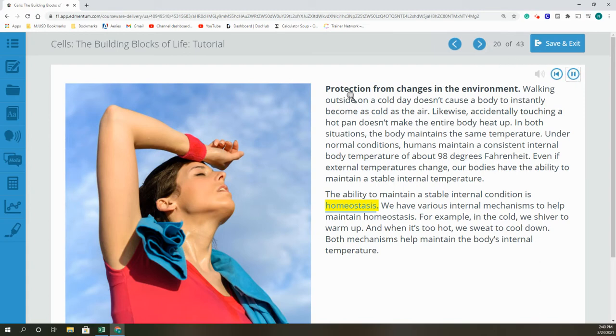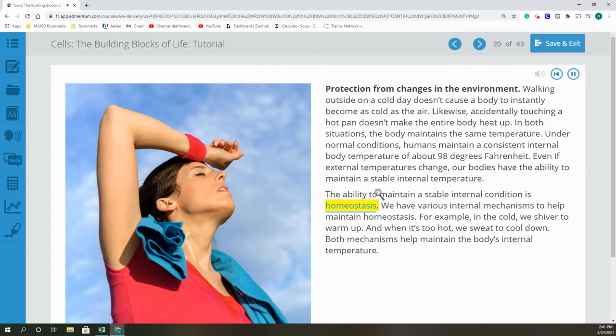Protection from changes in the environment. Walking outside on a cold day doesn't cause a body to instantly become as cold as the air. Likewise, accidentally touching a hot pan doesn't make the entire body heat up. In both situations, the body maintains the same temperature. Under normal conditions, humans maintain a consistent internal body temperature of about 98 degrees Fahrenheit. Even if external temperatures change, our bodies have the ability to maintain a stable internal temperature.